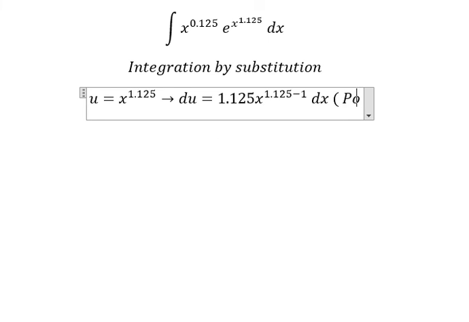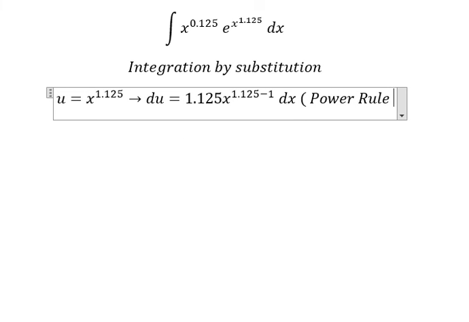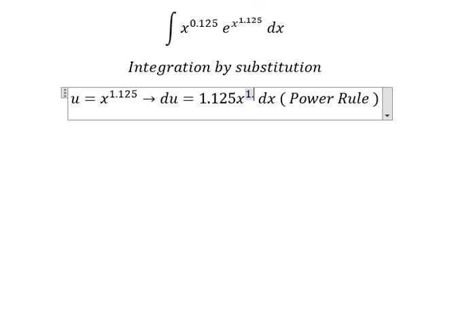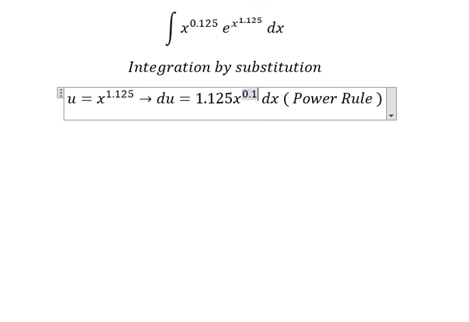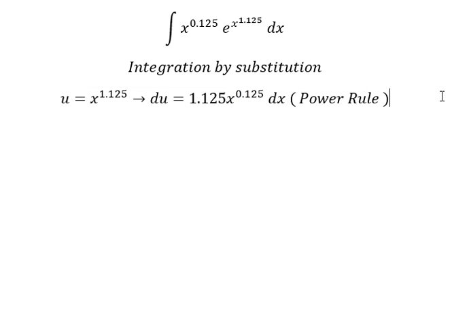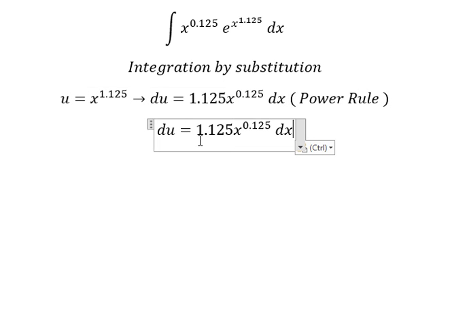This is the power rule of the derivative. So this one we have 0.125, because we don't have 1.125 in here, so we need to divide both sides by this one.